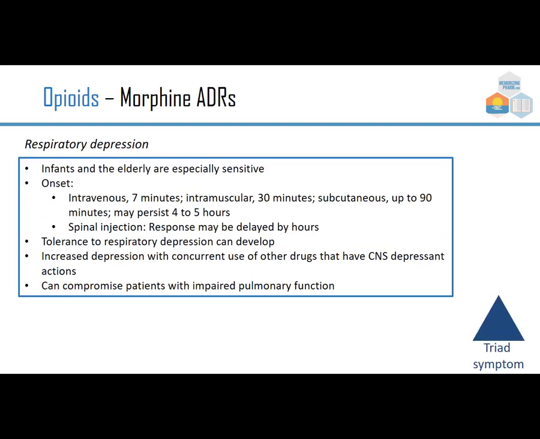Some of the adverse drug reactions that we have to worry about especially are respiratory depression. So the infants and the elderly are especially sensitive. And the onset with intravenous is 7 minutes, intramuscular 30, subcutaneous up to 90 minutes. And it can persist up to 4 or 5 hours. Spinal injection, the response may be delayed by hours. Tolerance to respiratory depression can develop, and then increased depression with concurrent use of other drugs that have CNS depressant actions. And it can certainly compromise a patient with impaired pulmonary function, and this makes sense. We're depressing the respiration.